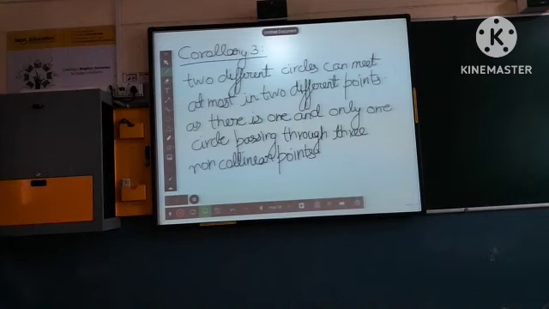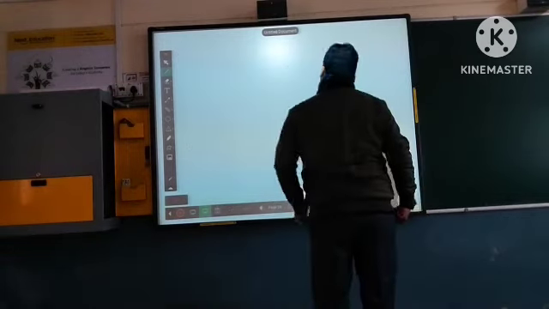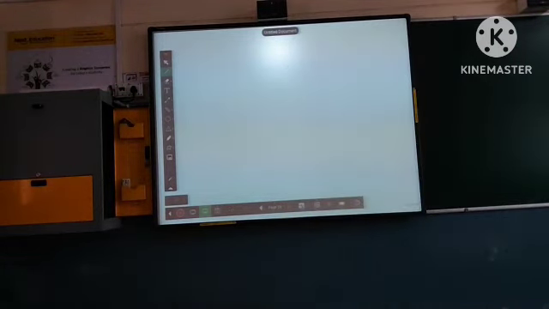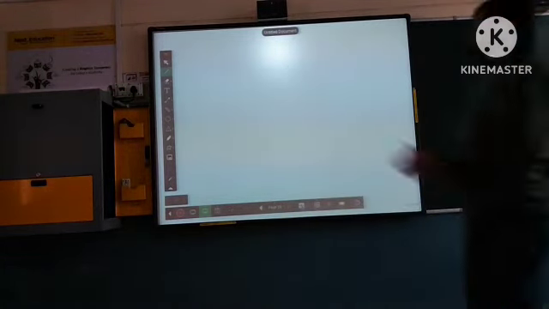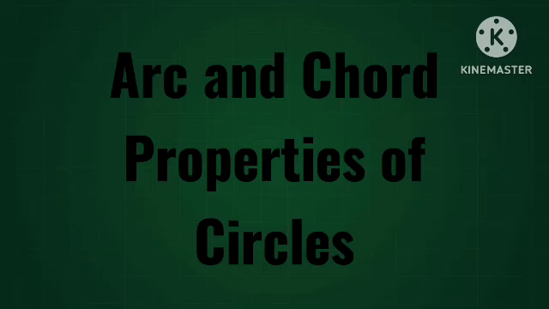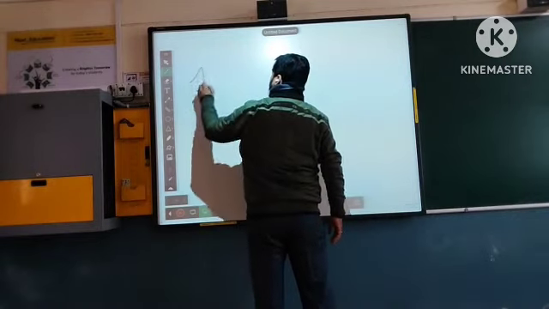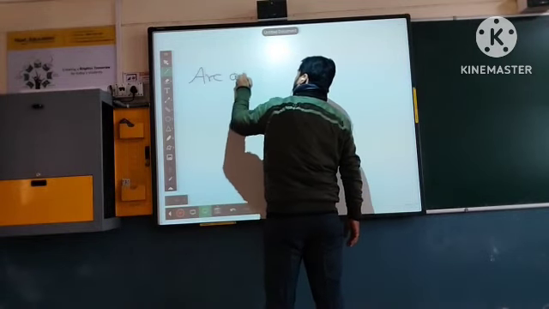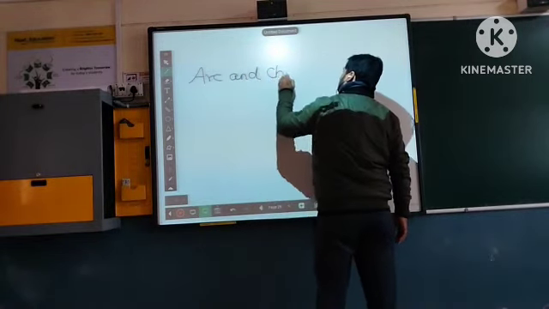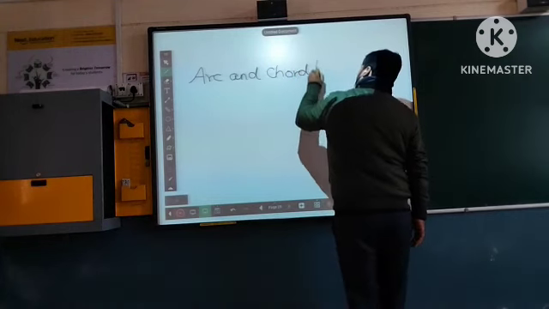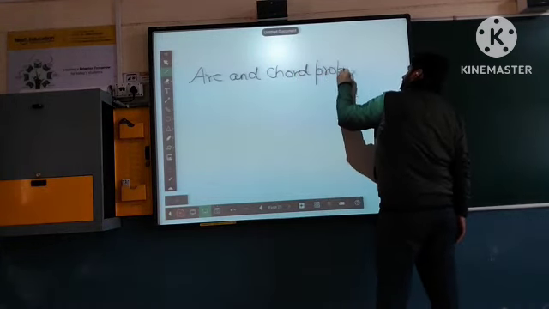And see, they have drawn that circle also, and they have made chords. One chord is AB, one chord is CD. Now we are taking the arc and chord properties of circles. This is helpful for exercise 15.2. So what are arc and chord properties? Very short they are, but again they are used.